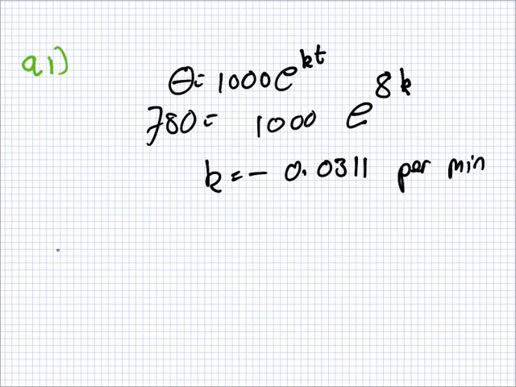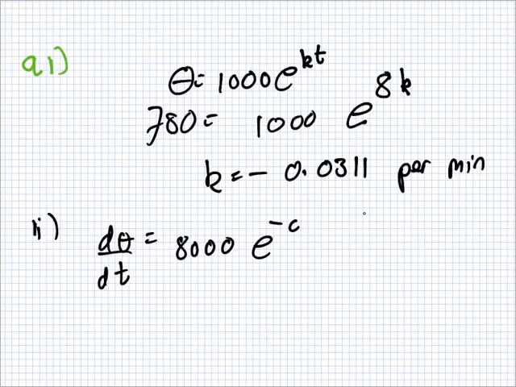Moving swiftly on. What's the derivative when t is 28? Well, the derivative would be 8,000 e power kt. And what's the t? 28. This feels too easy.